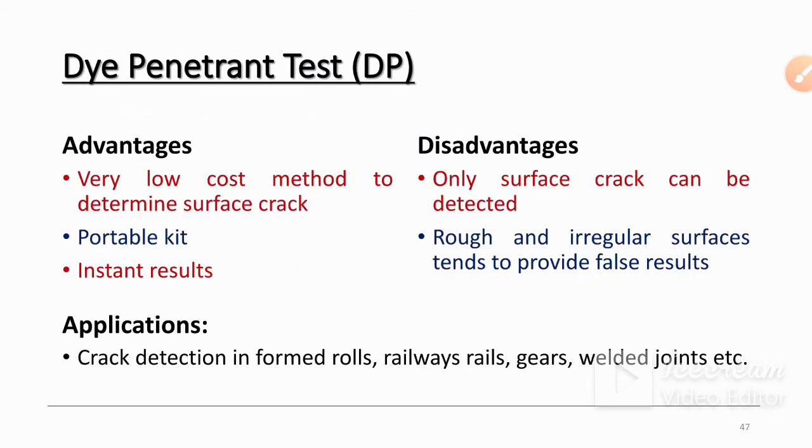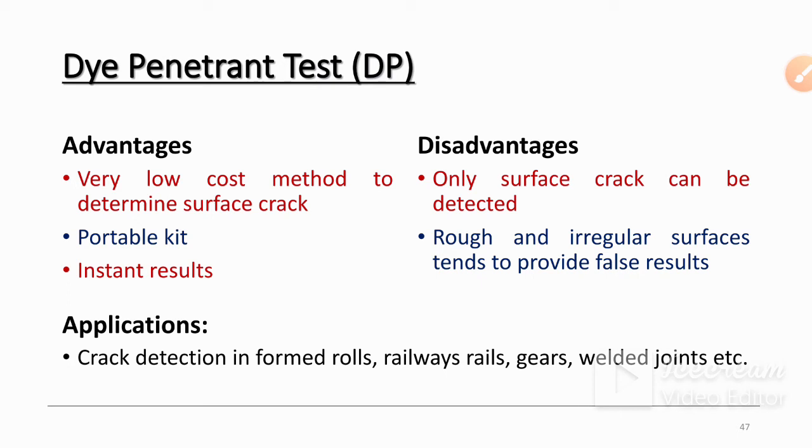So in this way you can say that there is a crack on the surface. Dye penetrant test advantages: very low cost method to determine surface cracks. Next, portable kit. Next is instant result. You only need 3 chemicals, and it is a very simple and very fast test to detect surface cracks, because with our naked eyes we cannot easily find the cracks.